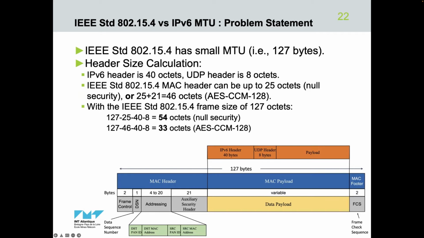Now, the problem is that IPv6 requires links to support an MTU, maximum transmission unit, of 1280 bytes. So therefore it is not possible to transmit IPv6 packets over 802.15.4 technology as it is. Therefore, header compression and potentially link layer fragmentation and reassembly operations are required. So this is the problem that we are going to solve, or we're going to see how it is solved by the IETF community.